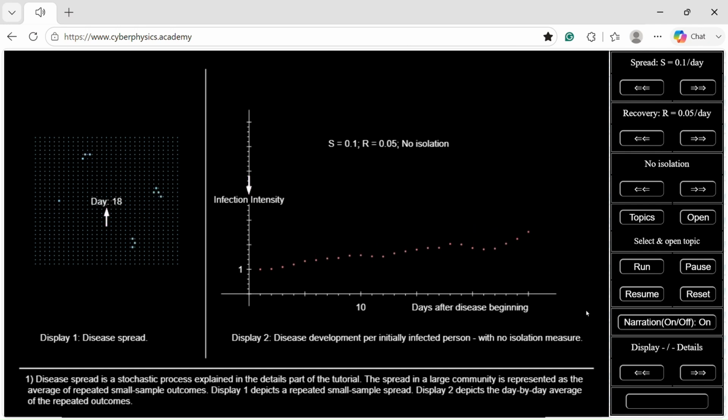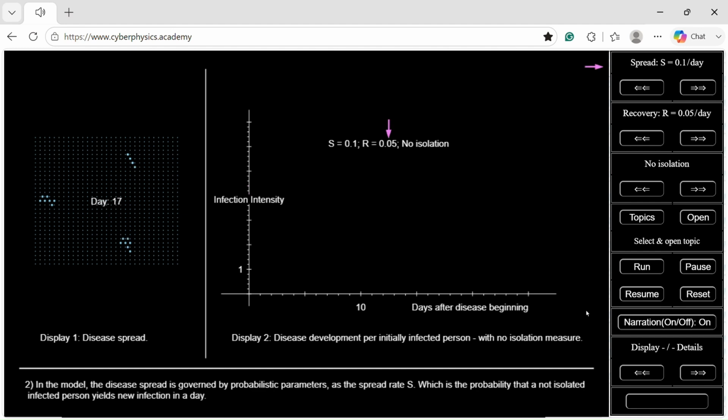The spread in a large community is represented as the average of repeated small sample outcomes. Display 1 depicts a repeated small sample spread. Display 2 depicts the day-by-day average of the repeated outcomes.